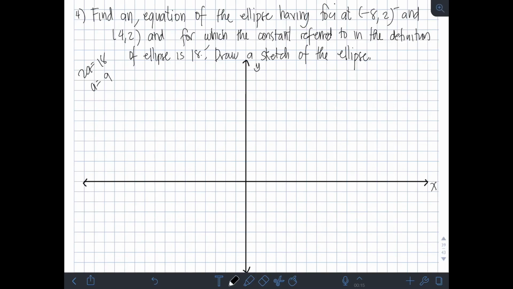So, magsimula muna tayo sa pag-plot nitong focus. So, yung dalawang focus is located at ito muna sa negative 8, 2. So, 1, 2, 3, 4, 5, 6, 7, 8. And then 2, 1, 2. So, ito.